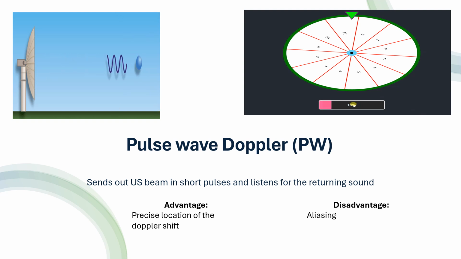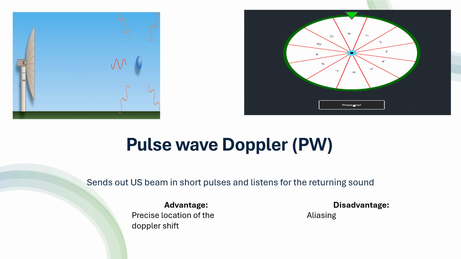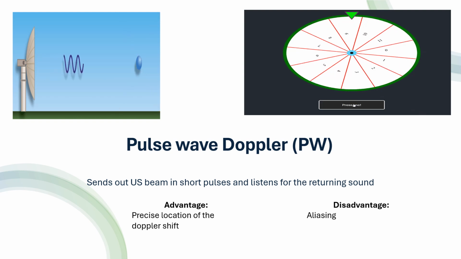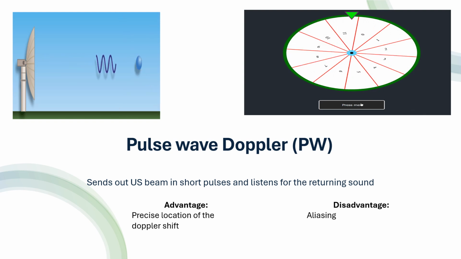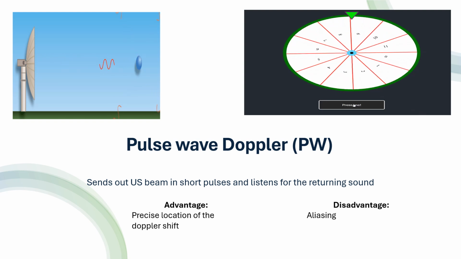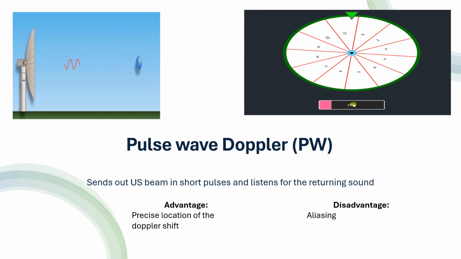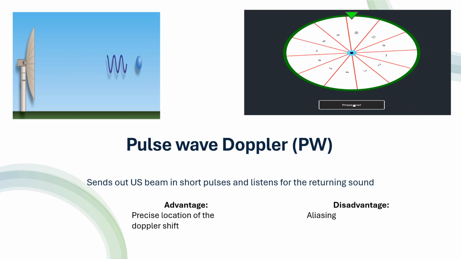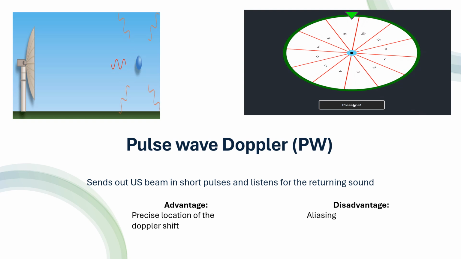Let's talk a little bit about the pulse wave Doppler, or PWD. What it does is send out an ultrasound beam in short pulses and listen to the returning signal when not transmitting. It has some advantages and some disadvantages. The main advantage is its ability to precisely locate the Doppler shift. The disadvantage is aliasing. Aliasing occurs when the actual velocity is higher than the ability of the pulse wave Doppler to accurately measure. Aliasing occurs when the pulse repetition frequency is not twice the Doppler shift of the returning echo.